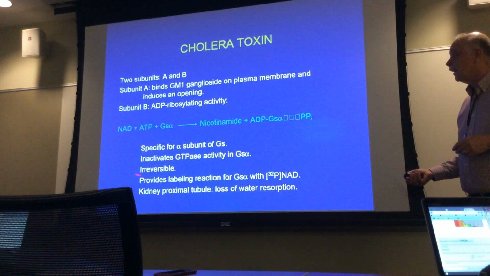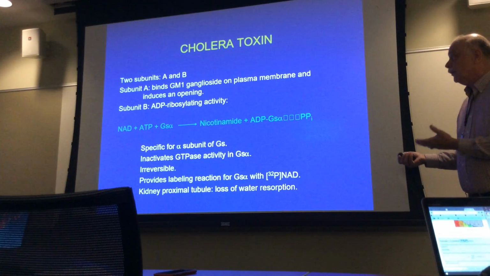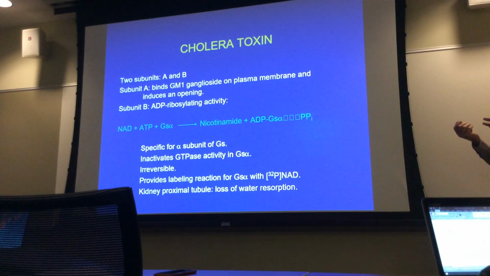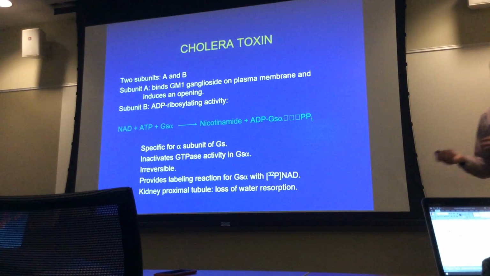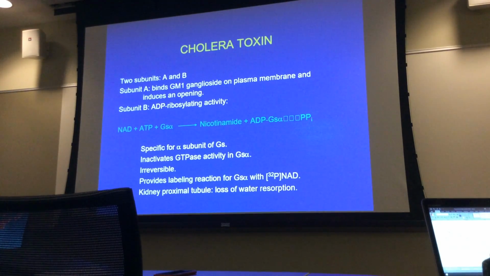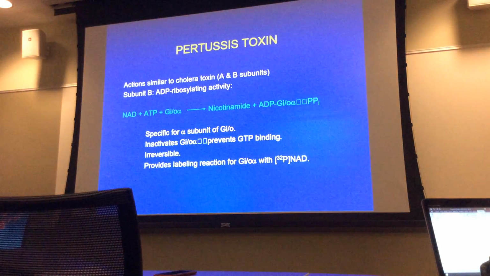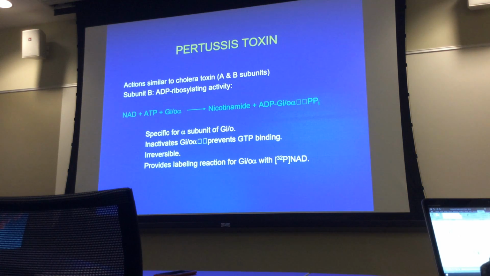And once again, because this is an irreversible reaction, you can obviously have antibiotics that'll kill the bacteria, and that's fine, but you still got to keep treating the patient even after the bacteria are gone because it takes some time for the cells in the proximal tubule to regenerate new GS alpha so that it becomes functional. So that's a problem. So once again, this cartoon tells us exactly where this is functioning right here at the GTPase.